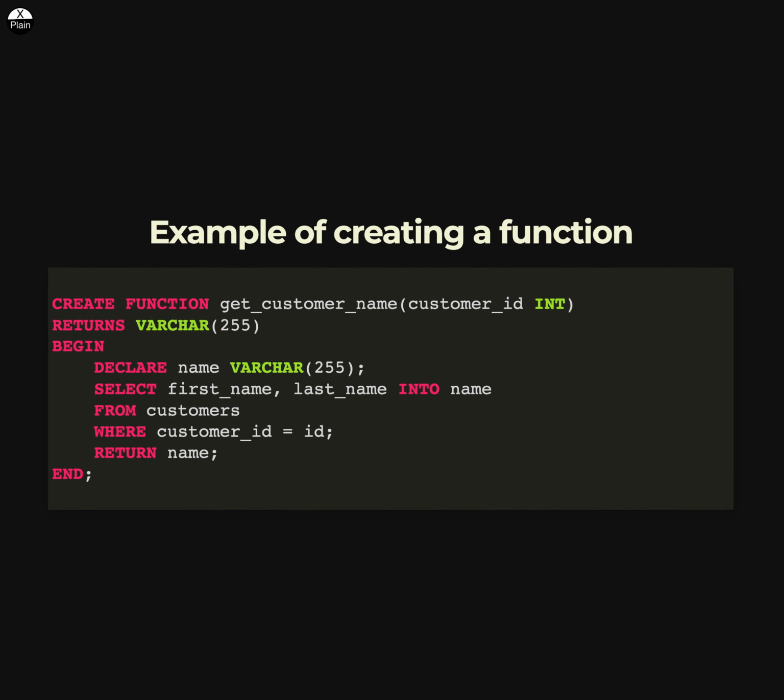Here is an example of creating a function in SQL. This function takes a customer ID as input and returns the first and last name of the customer as a single string. To call a function in SQL, you can use it the same way as a value or column.